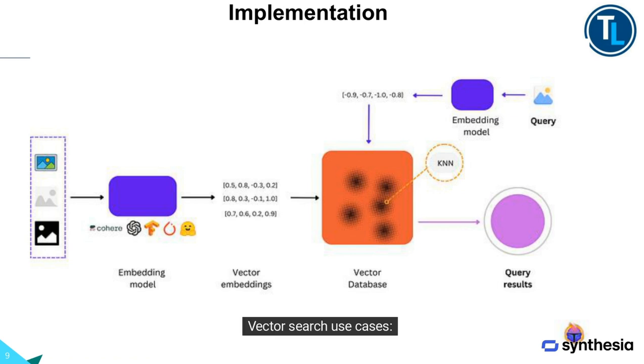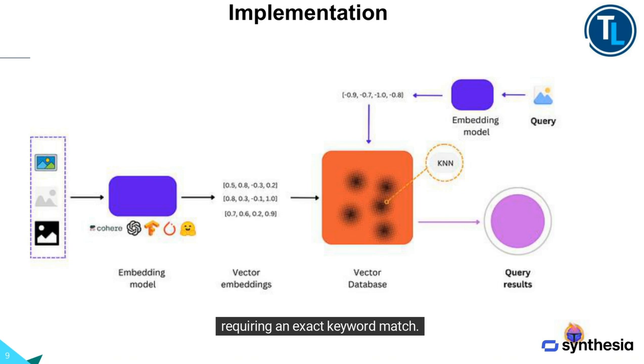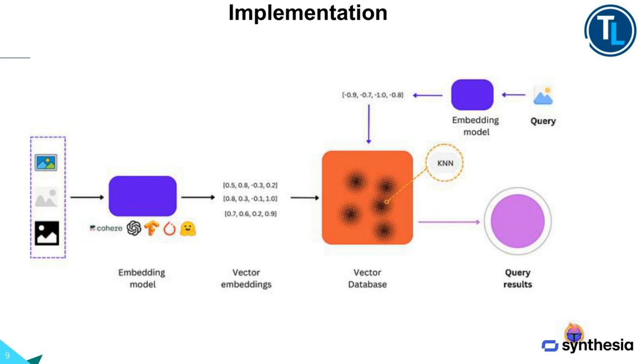Vector search use cases. Vector search powers semantic or similarity search. Since the meaning and context is captured in the embedding, vector search finds what users mean without requiring an exact keyword match. It works with textual data, documents, images, and audio. Easily and quickly find products that are similar or related to their query.